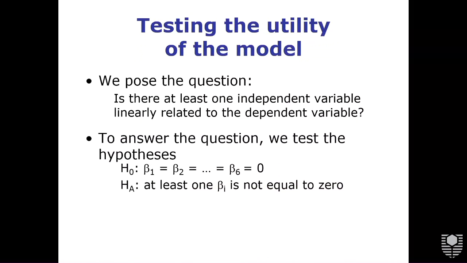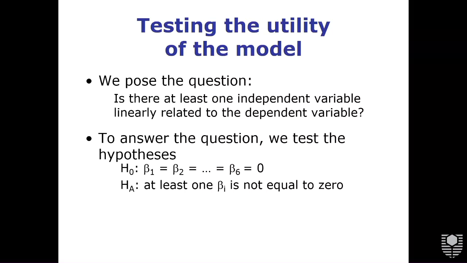All right, so testing the utility of the model. If you remember, B1 was equal to 0 for simple linear regression. Here, B1, B2, up to BK. In our equation, we have 6 independent variables, right? So equal to 0. At least, that's the alternative, guys. Please highlight it: at least one of the Bi. Imagine, maybe I will ask you in question number 6.